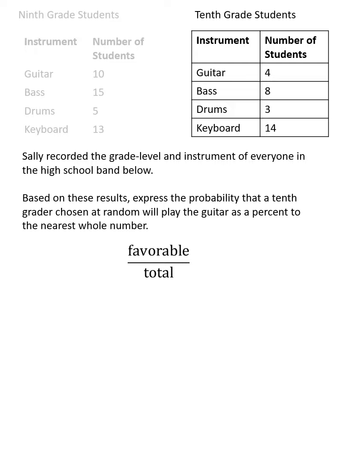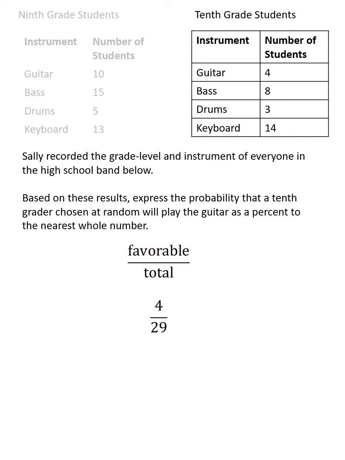So focusing on the 10th graders, let's take a look at favorable over total. First, the total refers to the total number of 10th graders. I added that up, and I got 29. And out of these 29 10th graders, how many of them fall into the so-called favorable category? Well, the problem is being asked about the chance that this random 10th grader will play the guitar. So the guitar 10th graders are the favorable ones, and in this case there are 4 of those.